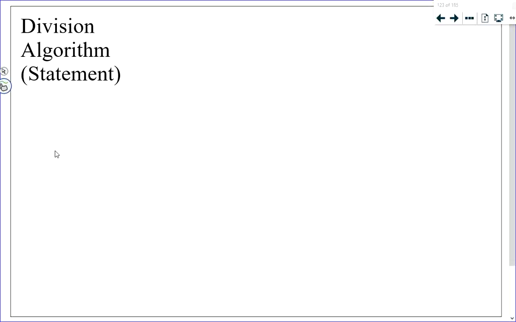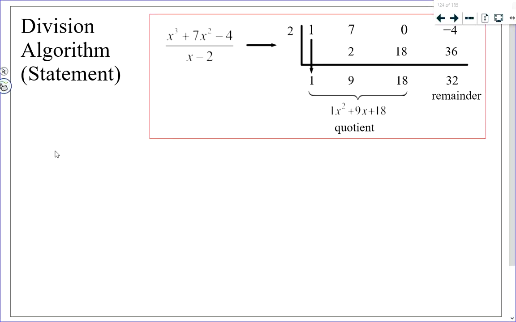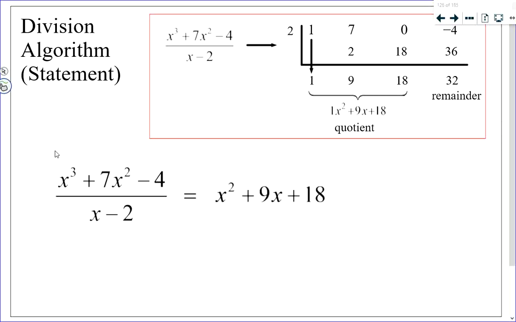I'm not so sure you're going to be asked to do synthetic division, although you might be, and it certainly can come in handy, but more often than not, you are asked to interpret the result of division and understand how all of these pieces fit together, which is called the division algorithm or division statement. When I divide that original polynomial by x minus 2, I get the quotient plus I get the remainder divided by the divisor.